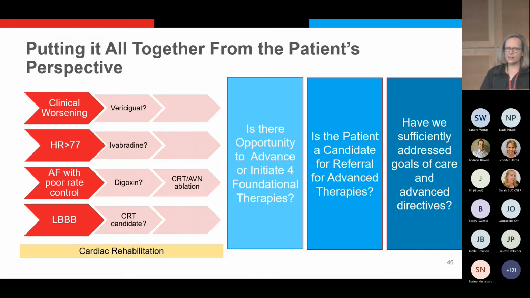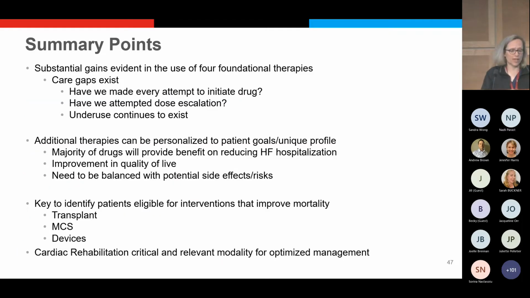And three, and this can be done all along the spectrum of heart failure, have we sufficiently addressed goals of care and advanced directives? What do the patients want? Asking them is actually probably one of the most important things, because that will dictate what treatment guidelines, options, referrals that we go to next.